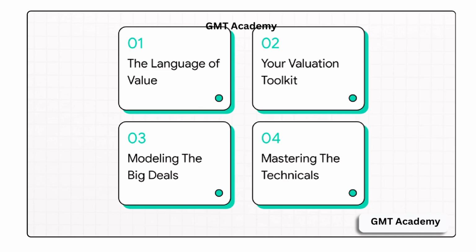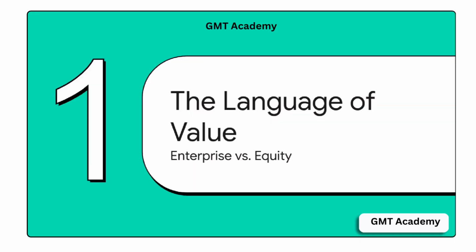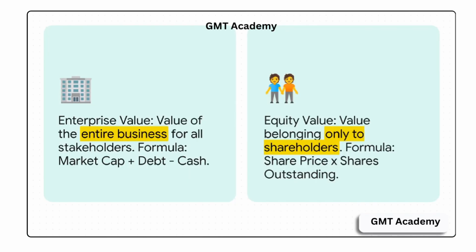Let's dive in. Okay, let's start with the absolute foundation. I mean, what do we even mean when we talk about a company's value? Turns out there are 2 critical answers to that question, and you absolutely need to know the difference between them. So on one hand, you've got enterprise value, and on the other, equity value. The best way to think about it is like a pie. Enterprise value is the entire pie, the value of the whole business that belongs to everyone with a claim on it, both the lenders and the owners.